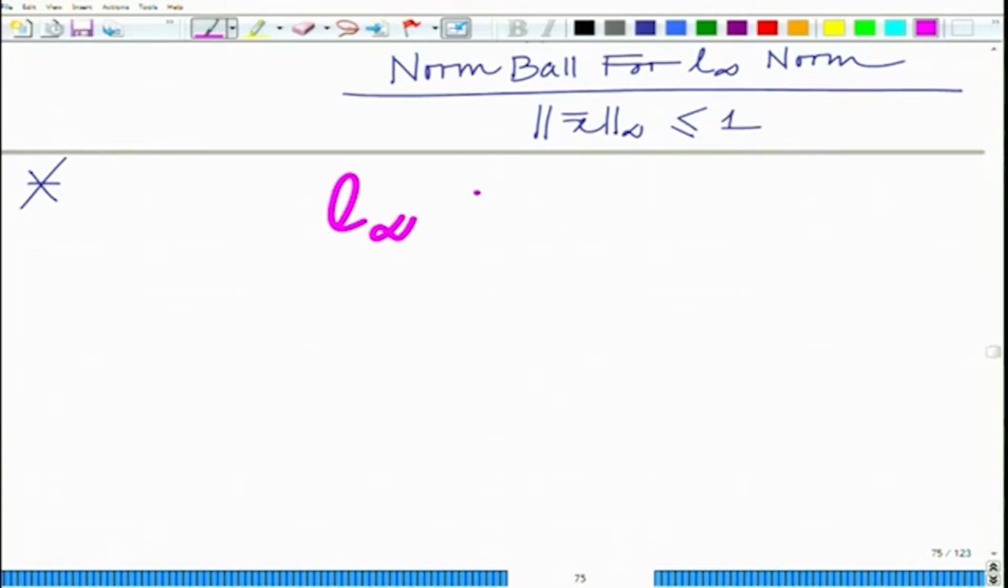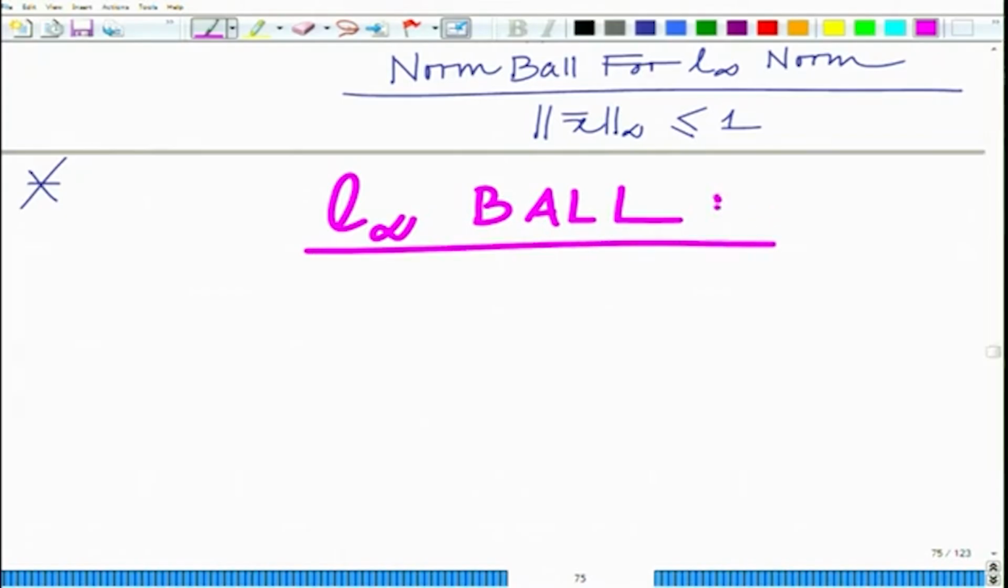So, we are looking at the L infinity ball. We have defined the L infinity norm, which is the maximum of the magnitude of the different components of a vector x bar, and let us now continue our discussion on the L infinity ball, which is simply defined as the infinity norm of a vector less than or equal to 1.